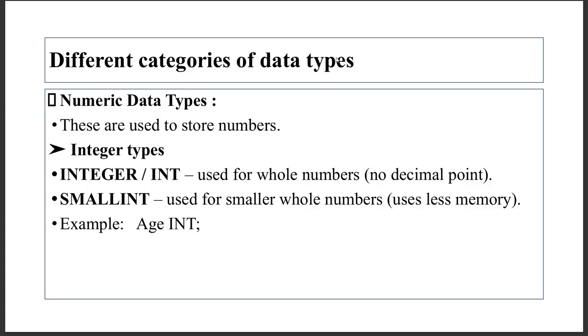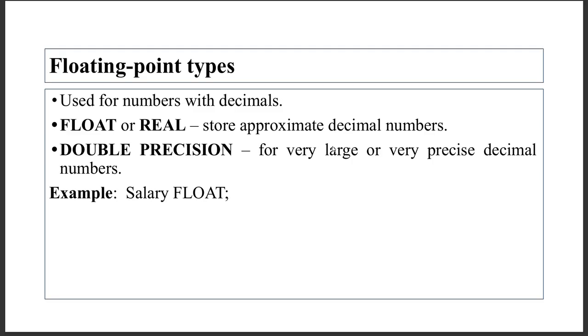Now, different categories of data types. Numeric data types are all self-explanatory. By looking at this, you will be able to understand. Integer, that is int, is used only for storing whole numbers. Smallint means only smaller whole numbers, which takes less memory compared to integer. Now floating point types are used for numbers with decimals, that is float or real. Double precision is for very large or very precise decimal numbers.